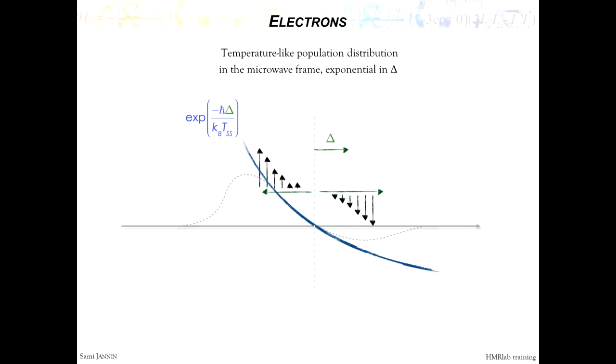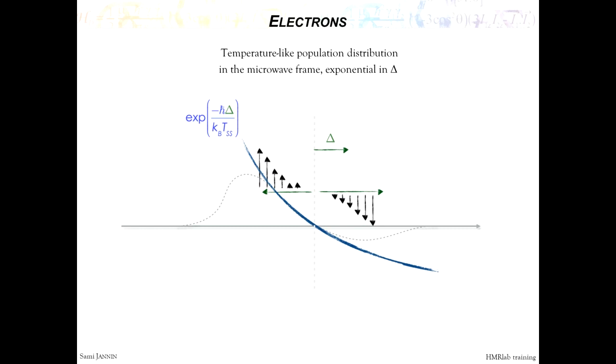The spins will redistribute in a way that can be described by a temperature. So the spins will reorganize and will follow an exponential law with a temperature that can be calculated. We will calculate the temperature by using some energy conservation law, a very simple thermodynamical law. But there is a new temperature in the frame of the microwaves.